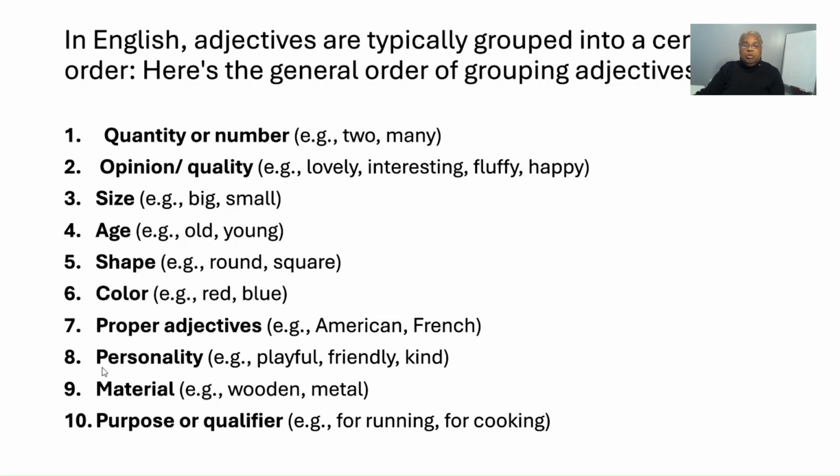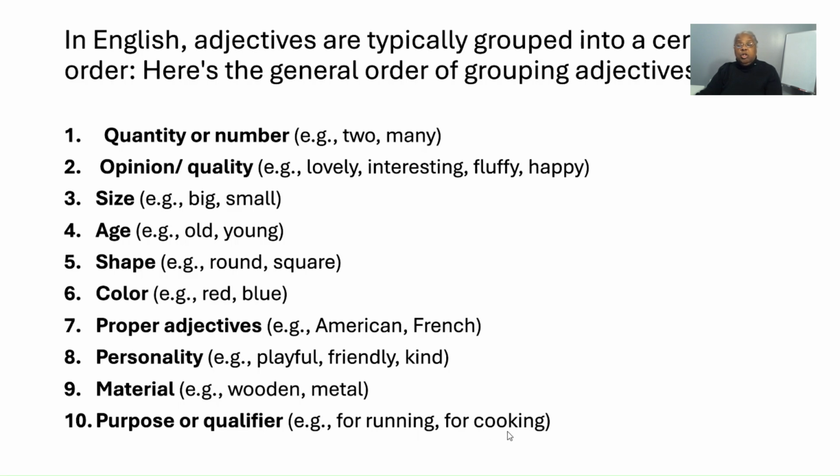Number 8, we can talk about the personality of the subject. Number 9, we can talk about the material that the subject is made of. And finally, number 10, we can talk about the purpose or qualifier. So, for example, when we're talking about the purpose of a thing and we're using the word running, we can say those are running shoes. So running is acting as an adjective to describe the purpose of those shoes.